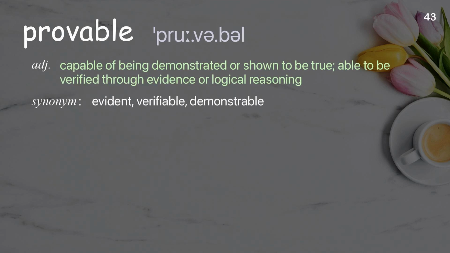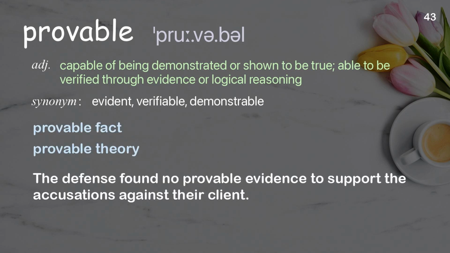Provable. Capable of being demonstrated or shown to be true, able to be verified through evidence or logical reasoning. Examples: Provable fact. Provable theory. The defense found no provable evidence to support the accusations against their client.